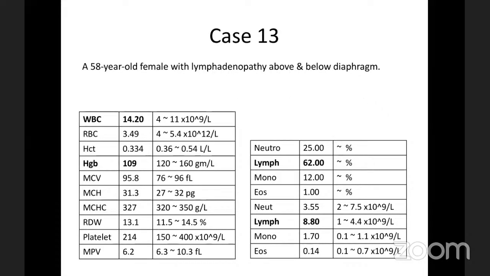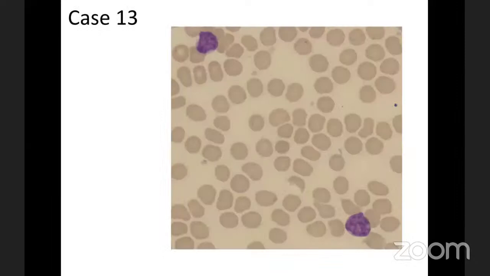Case 13. Okay, this is a 58 years old female with lymphadenopathy above and below the diaphragm. So we have a mild leukocytosis, anemia, normocytic, normochromic, platelets within normal, and we have lymphocytosis. So it seems that the lymphocytosis with the lymphadenopathy is alarming. So you don't know if the peripheral blood is helpful or not.